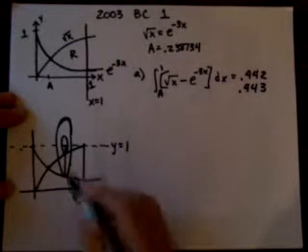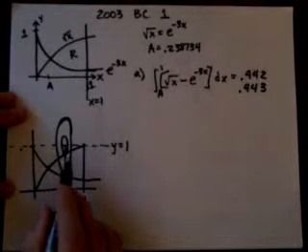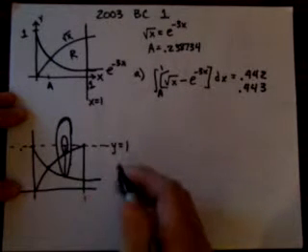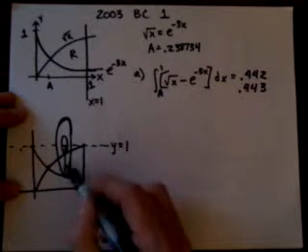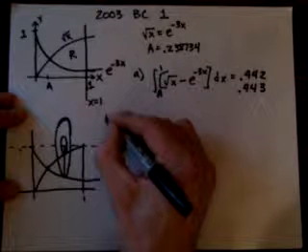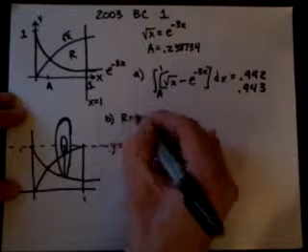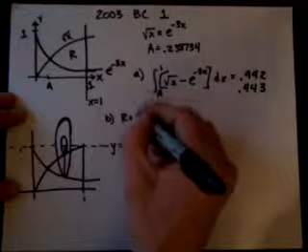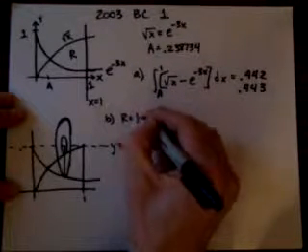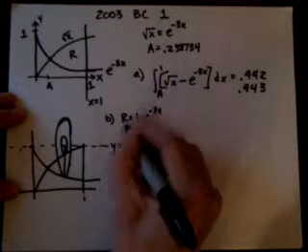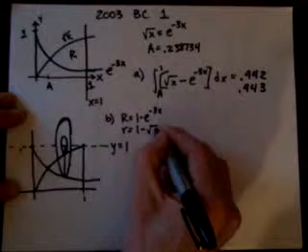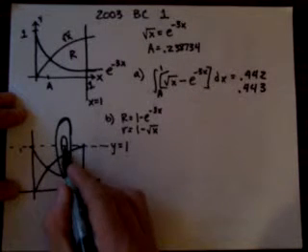Each cross section is going to be a washer. And to do the washers, we're going to do a big radius and a small radius. The large radius is equal to 1 minus e to the negative 3x. The small radius is then going to be 1 minus the square root of x, this distance here.